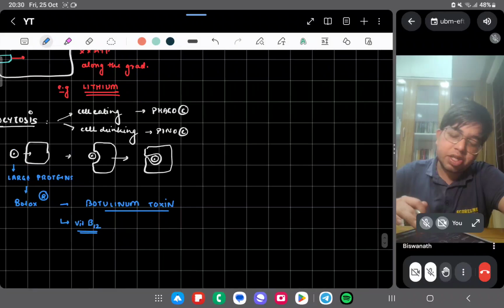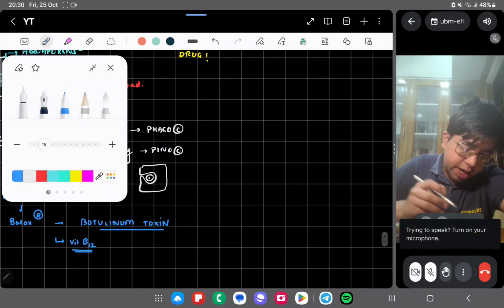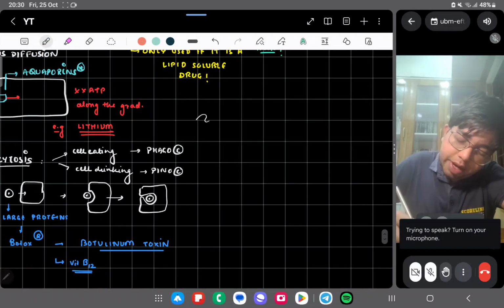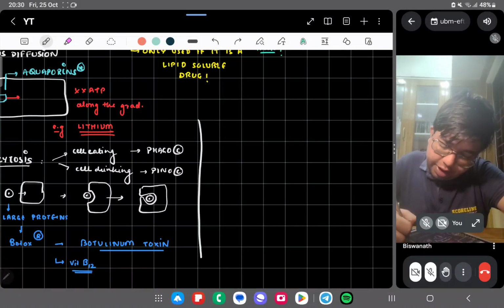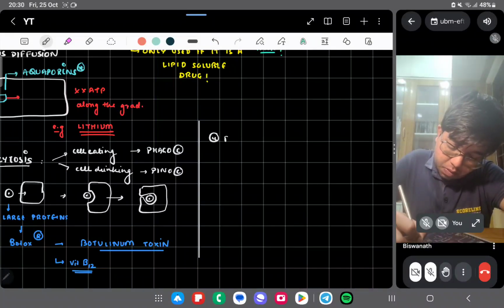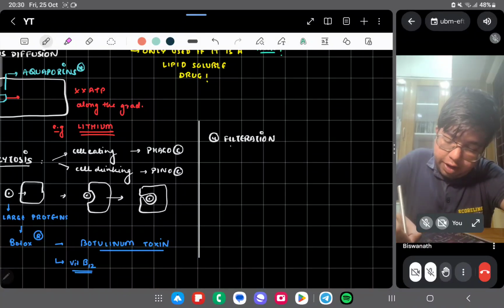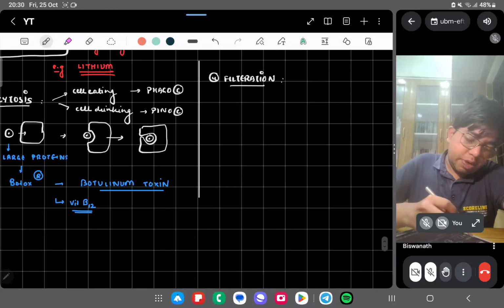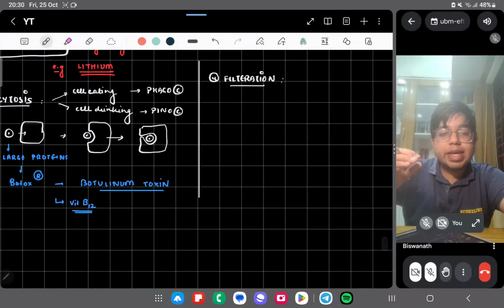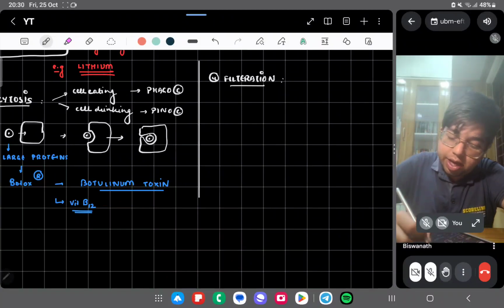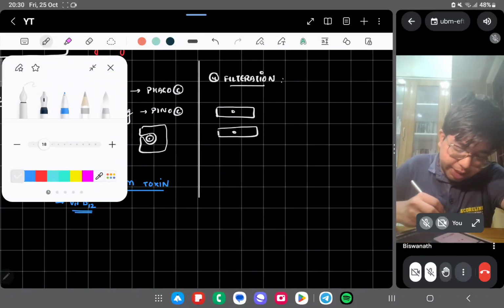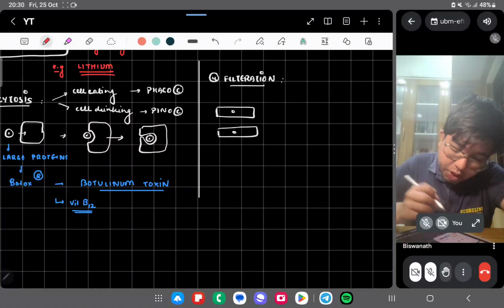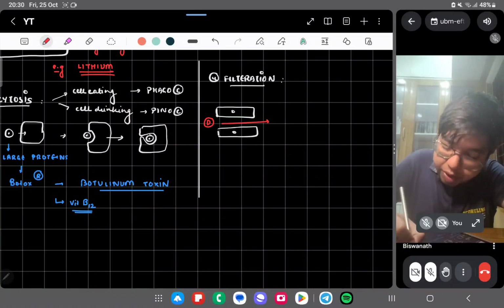Okay. Now we have to see a process called filtration. Filtration or paracytosis, which you have to tell, but the term paracytosis is not commonly used. So what is this process? The drug moves between the cells. Let's say this is a cell, and the drug is moving between the cells.